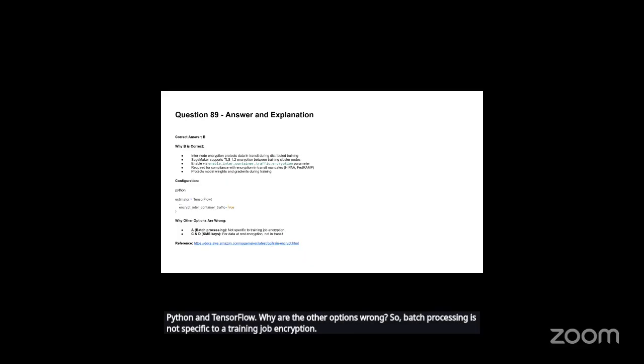Why are the other options wrong? Batch processing is not specific to training job encryption. And KMS keys are for data-at-rest encryption, not in transit.